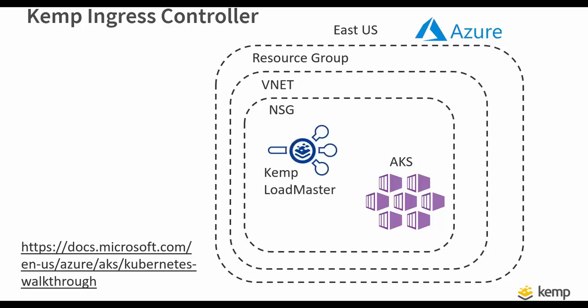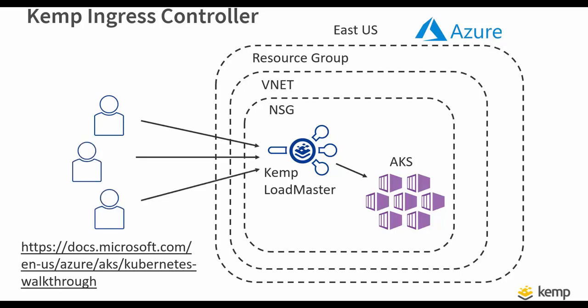A Kemp LoadMaster will then be deployed through the Azure Marketplace, or scripted, using the same region, resource group, VNet, NSG, to publish that AKS service. Once the LoadMaster is configured with Kubernetes and users begin accessing the service, the LoadMaster will dynamically adapt to the scale-out, scale-in nature of Kubernetes.